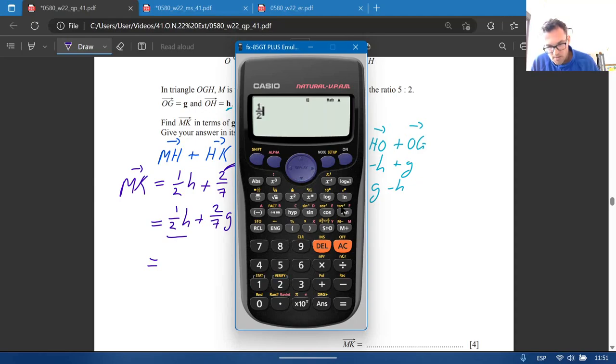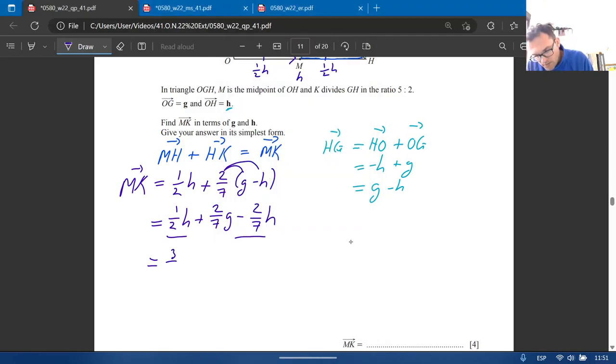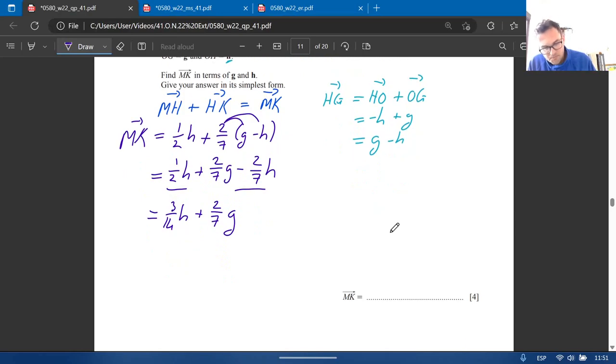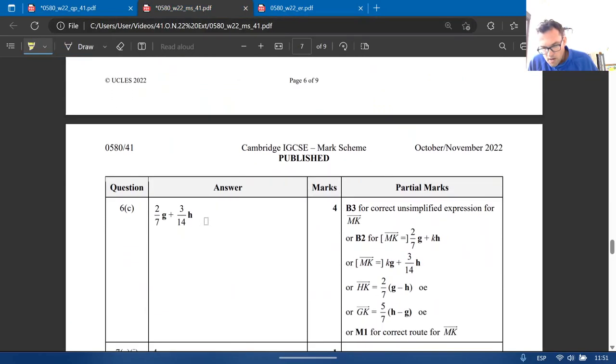So a half minus 2 sevenths, 3 fourteenths, so that will give us 3 fourteenths H plus 2 sevenths G, and that should be the final answer, because we can't add them together, we just leave it at that. Let's have a look. Yep, they got it the other way around, which doesn't matter. We got the 2 sevenths in front of the G, the 3 fourteenths in front of the H. Okay.